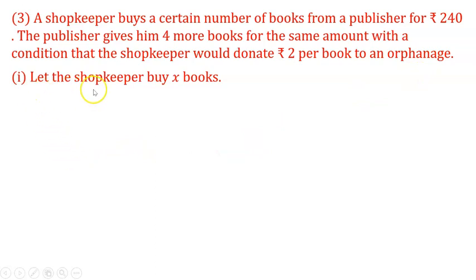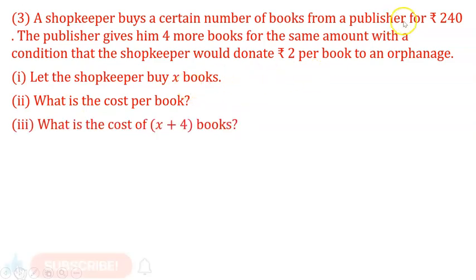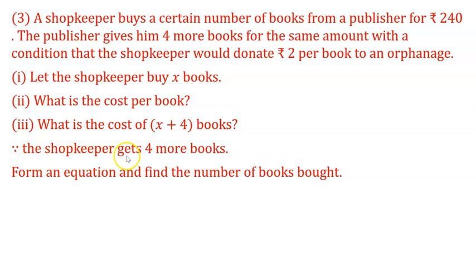First, let the shopkeeper buy X books. Okay. Then we will find out the price of that one book. What is the cost per book? That will be 240 upon X. That will be the cost of one book. What is the cost of X plus 4 books? The cost per book for X plus 4 books will be 240 upon X plus 4. Okay. Since the shopkeeper gets 4 more books, he gets 4 books extra. Form an equation and find the number of books bought.